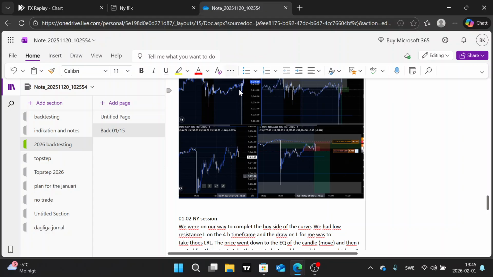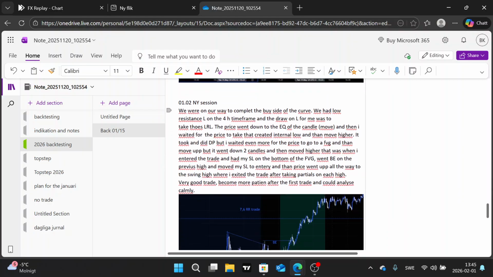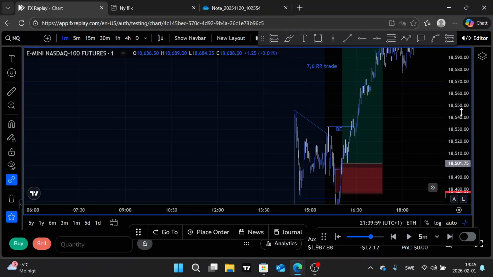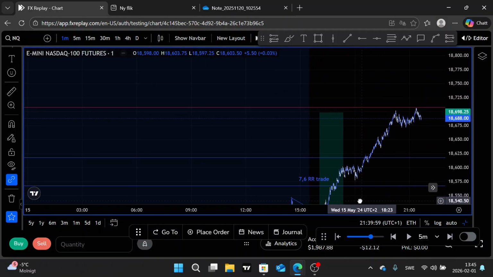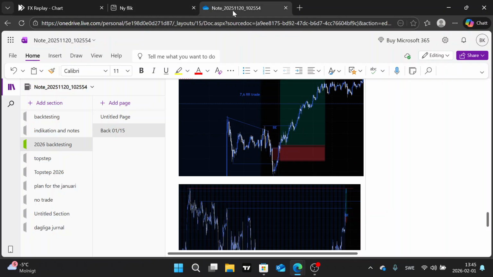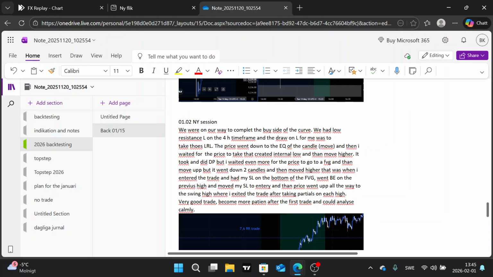Okay, so good lessons and good trades, especially this one. Oh my gosh, I love this trade. I also forgot we were on our way to complete the buy side of the curve. We had low resistance liquidity, and the draw on liquidity for me was to take it, and the price went down to the equilibrium of the candle. Yes, I forgot that.